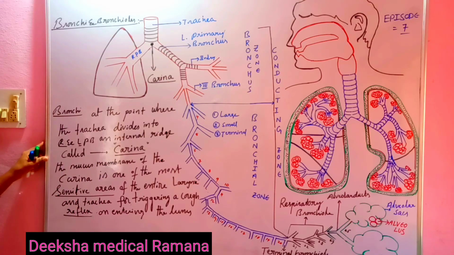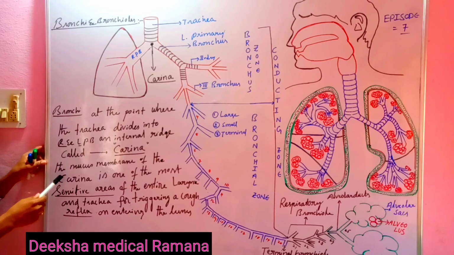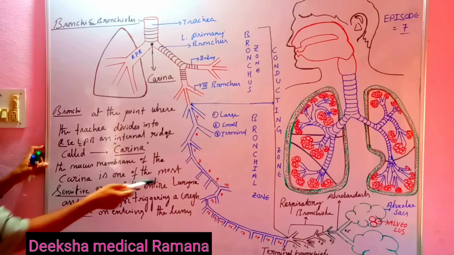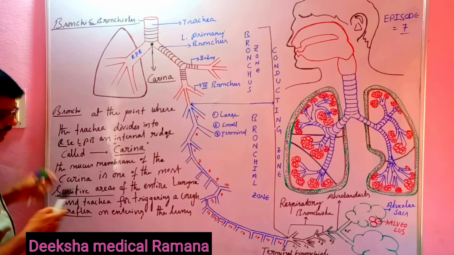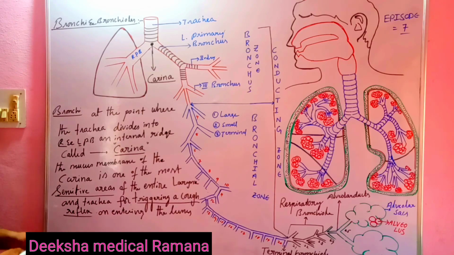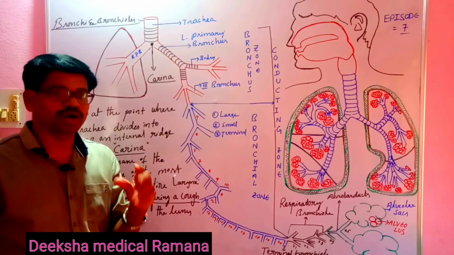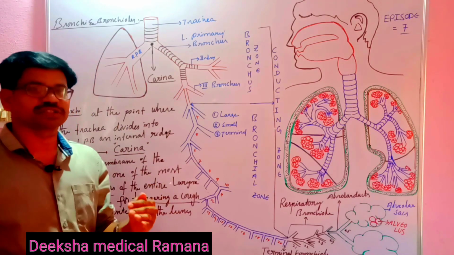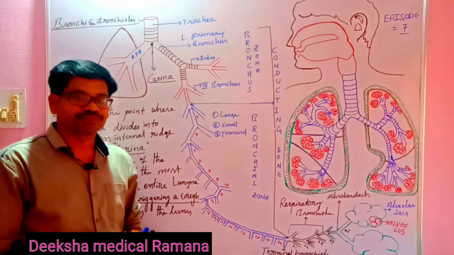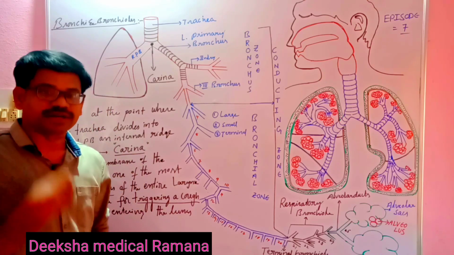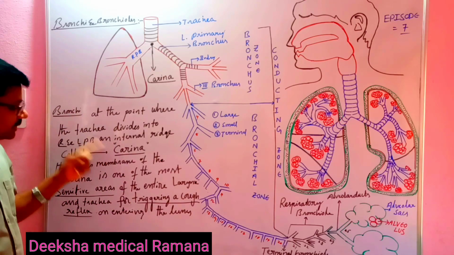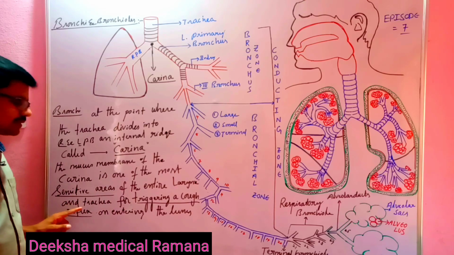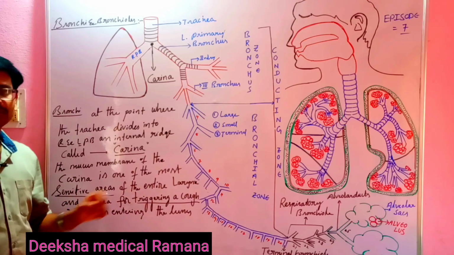What is the use of this carina? The carina is made up of a mucous membrane, and the mucous membrane of the carina is one of the most sensitive areas of the entire larynx and trachea for triggering the cough reflex. A reflex is a sudden, automatic, spontaneous action. Sometimes some dust may enter the respiratory system. That dust will be identified by the carina, which triggers a cough reflex that prevents the entry of dust into the lungs.